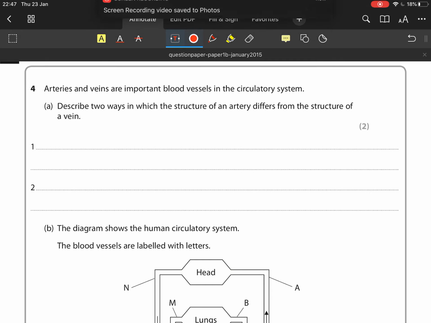Right, after a bit of waffling on question 3, I'll be trying to be quick on question 4. Arteries and veins are important blood vessels. So, describe 2 ways in which the structure of an artery differs from the structure of a vein.